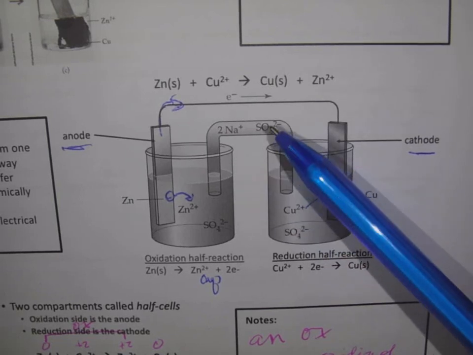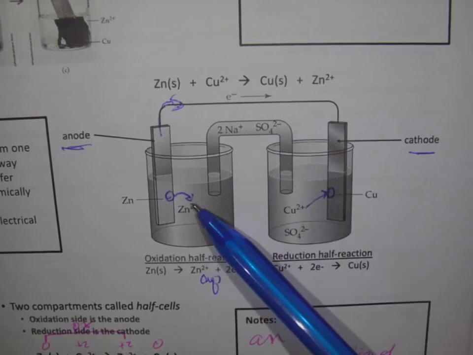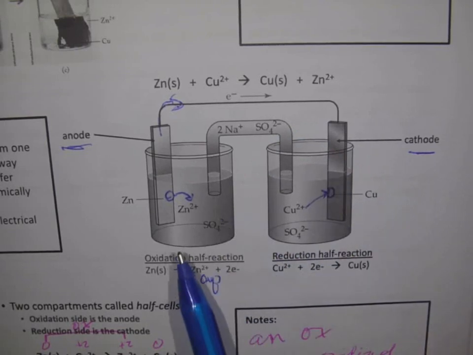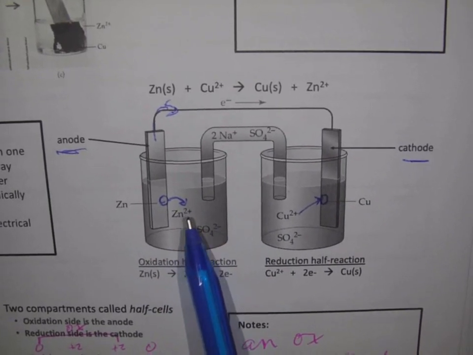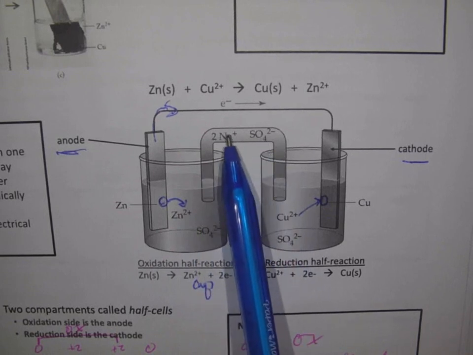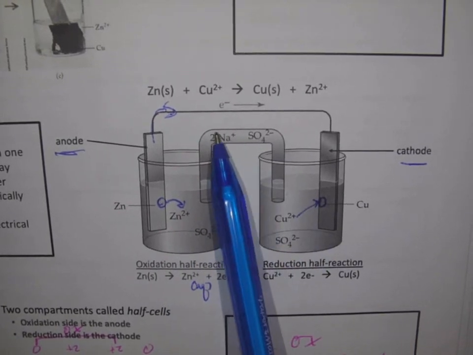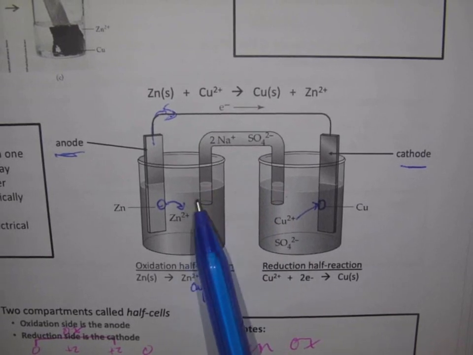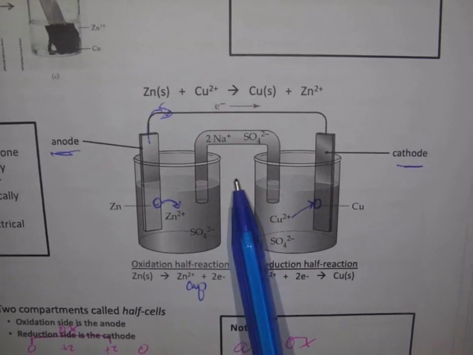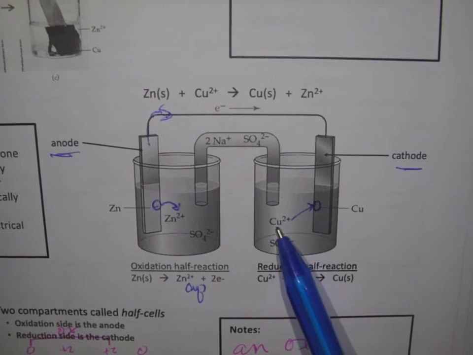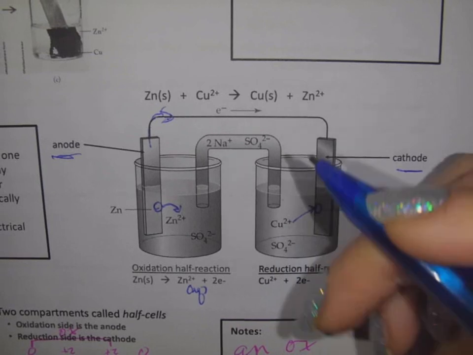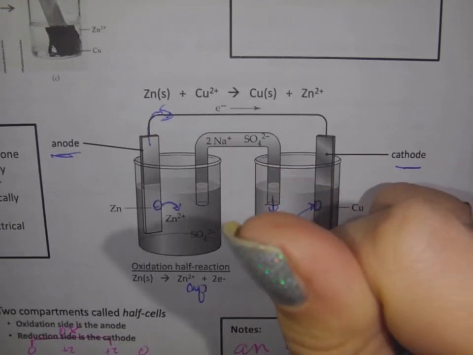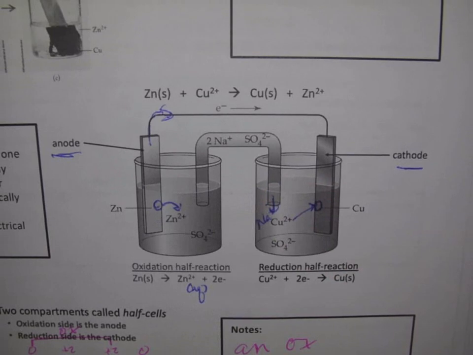The reason why we have the salt bridge is to keep the solutions neutral. Because notice how this side is going to gain a whole bunch of positive charges. So in this salt bridge, let's say we had sodium sulfate inside the salt bridge, sulfate is going to come in here to start to neutralize this. Okay? On the other side, if we are losing positive copper ions out of here, it's actually sodium, the Na, that's going to come down to neutralize.